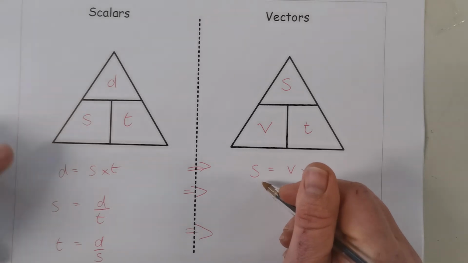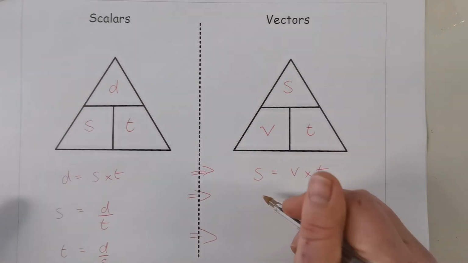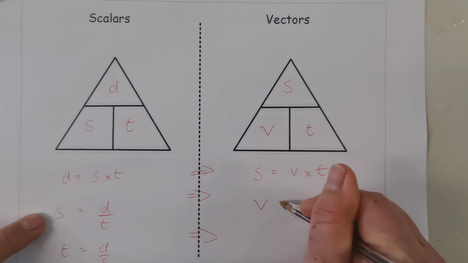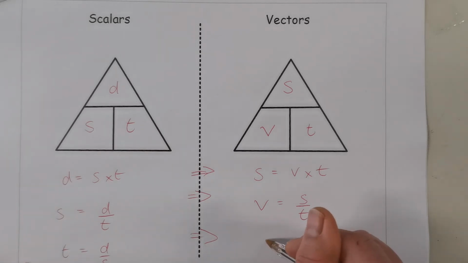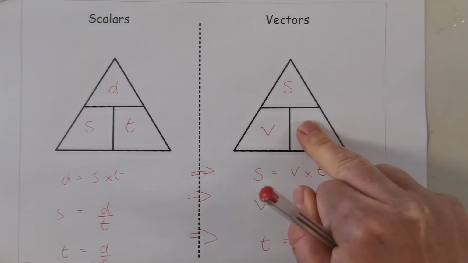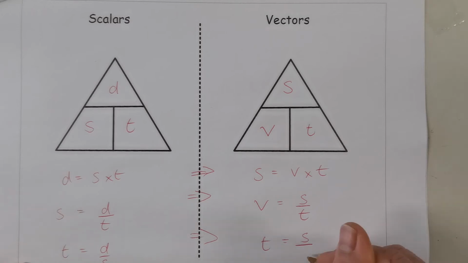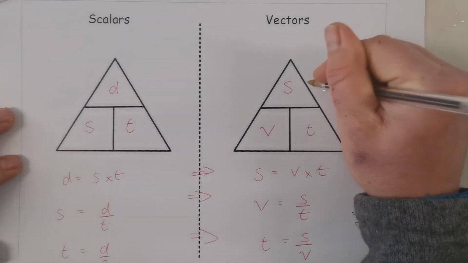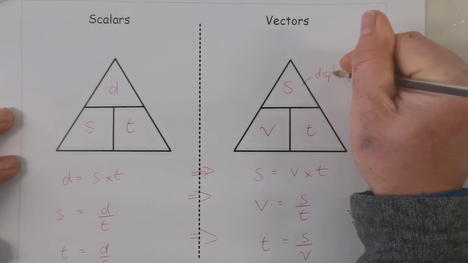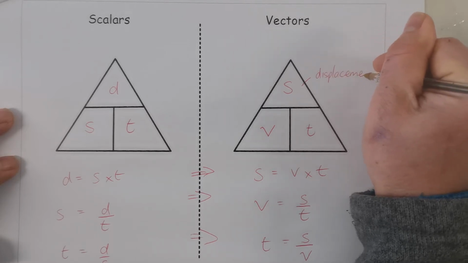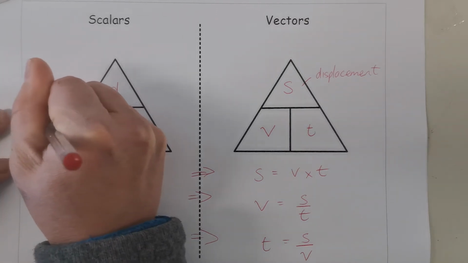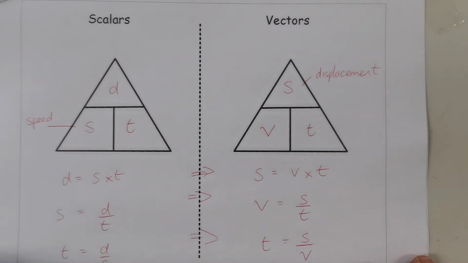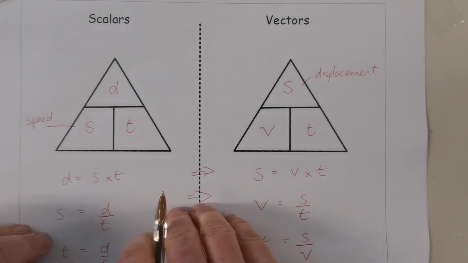And then we can say velocity equals displacement over time. And we also have time is displacement over velocity. Now, it is a bit confusing because this s here is displacement, and this s over here is speed. Hopefully you'll get used to it, don't worry. Okay, let's carry on.